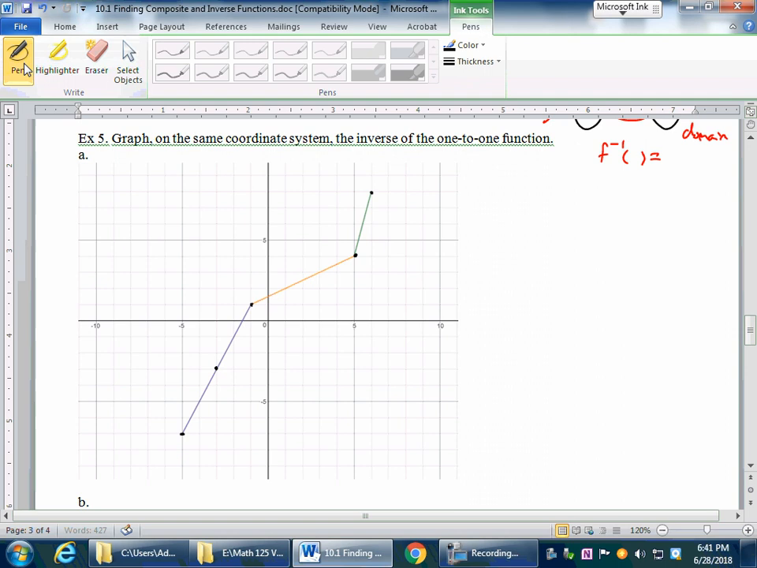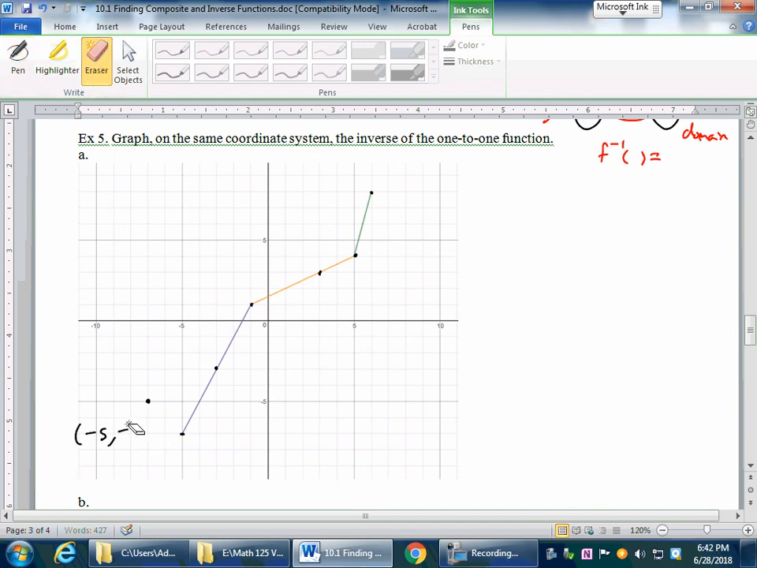So the first point, this is -5, -7. So if I want to talk about the inverse of this point, the point will become -7, -5. So which will become right here, -7, -5. That will be right here. So this first point will be right there.